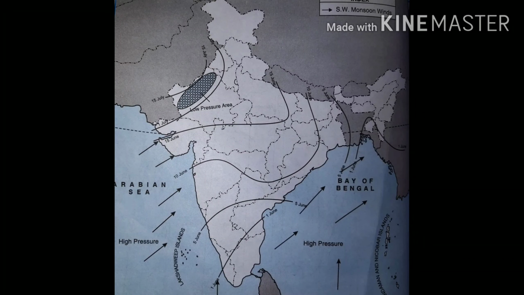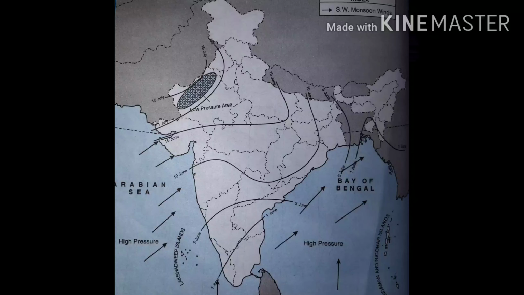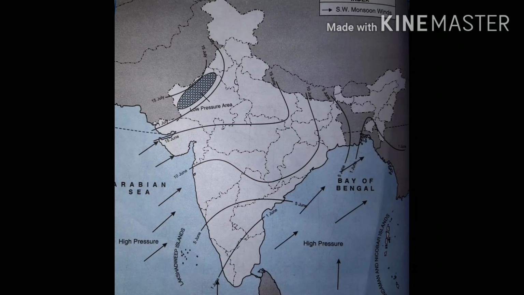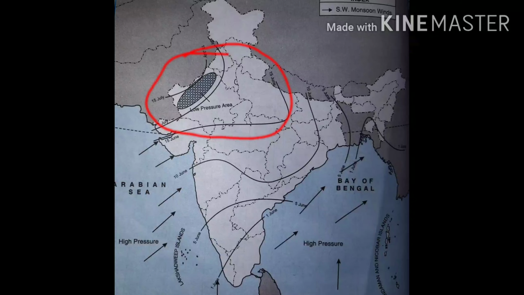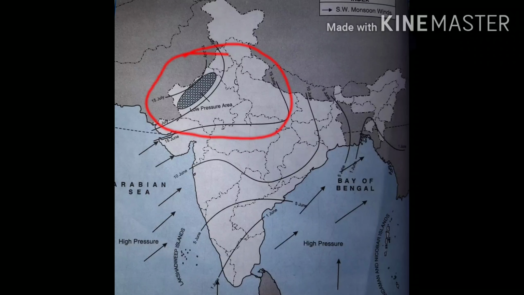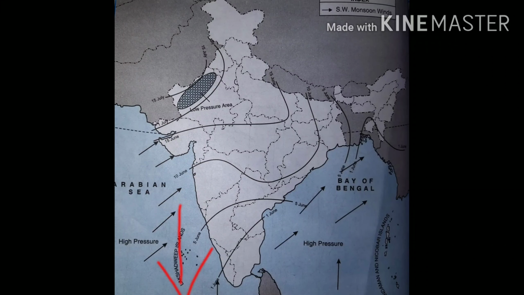So you can see in this map, southwest monsoon winds are shown. The southwest monsoon winds start in the month of June, when a low pressure area is developed in the northern India. You can see that low pressure area in the northern India, and at the same time in the southern hemisphere there is a high pressure area due to cold weather.